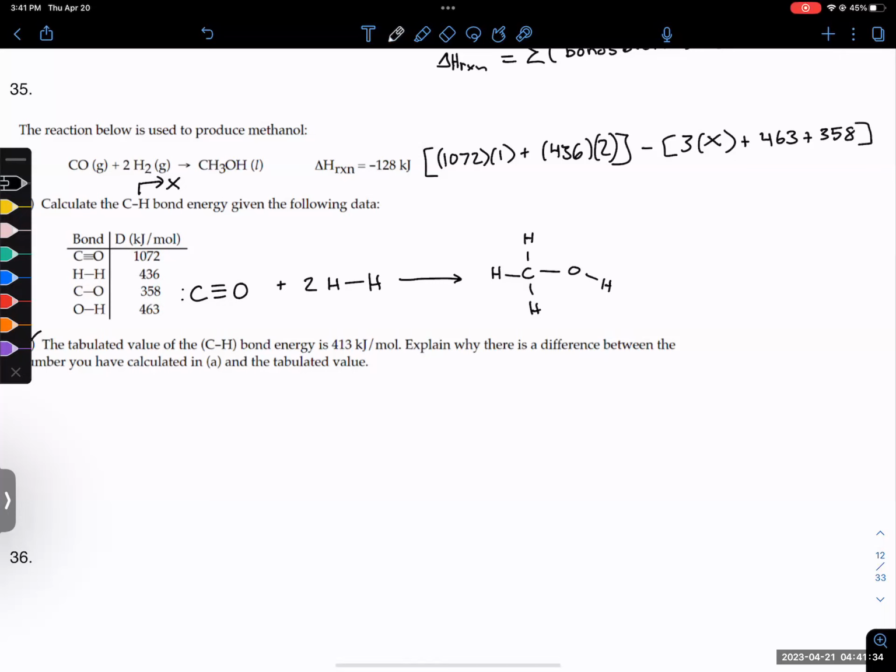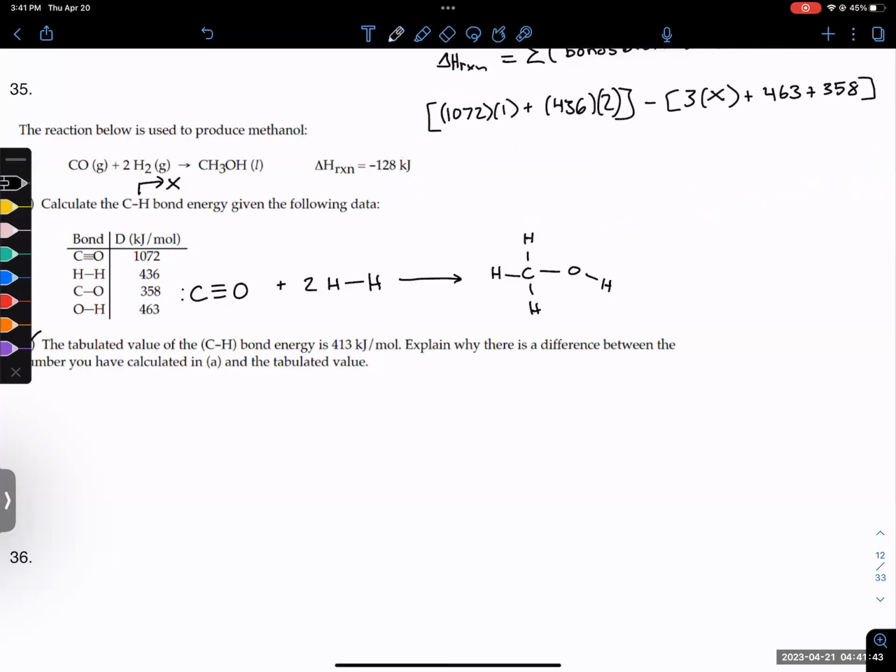If you have a calculator like mine, you can plug all this in. Before we get any further, this is all equal to what? Negative 128, right? The one thing you should be careful about is sometimes they'll give this to you in kilojoules and these in joules, or this in joules and this in kilojoules. So you have to make sure they're in the same units for this to work out properly.